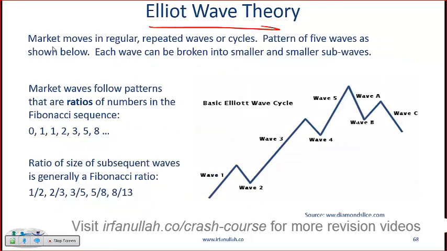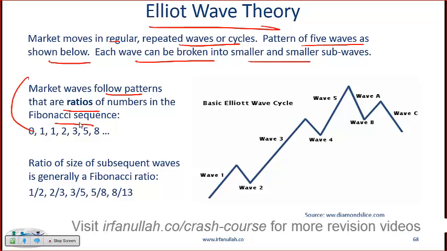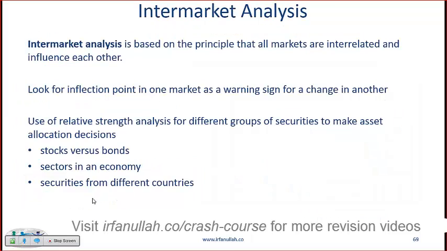Elliott wave theory. According to this theory, market moves in regular repeated waves or cycles, patterns of 5 waves as shown below. Each wave can be broken into smaller subwaves. So an important aspect here is that the pattern follows ratios which are based on the Fibonacci sequence. And if you want to be diligent, you can learn more about this. I think the probability of being tested on the details is low, but to be diligent, you should learn this material.